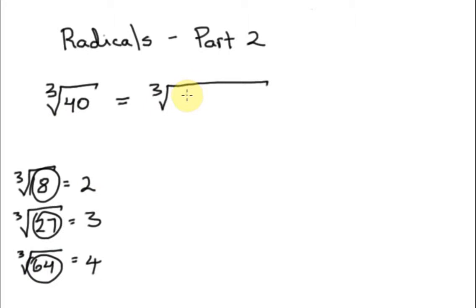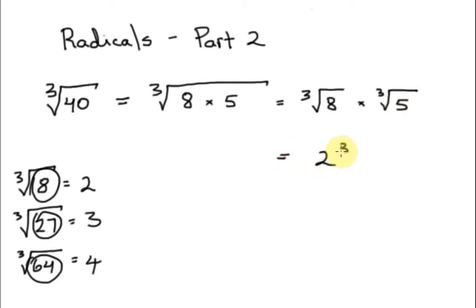And you probably spotted the 8. So now I can split this and go cube root of 8 times the cube root of 5. And so here comes my mixed radical answer, 2 times the cube root of 5. And there it is.